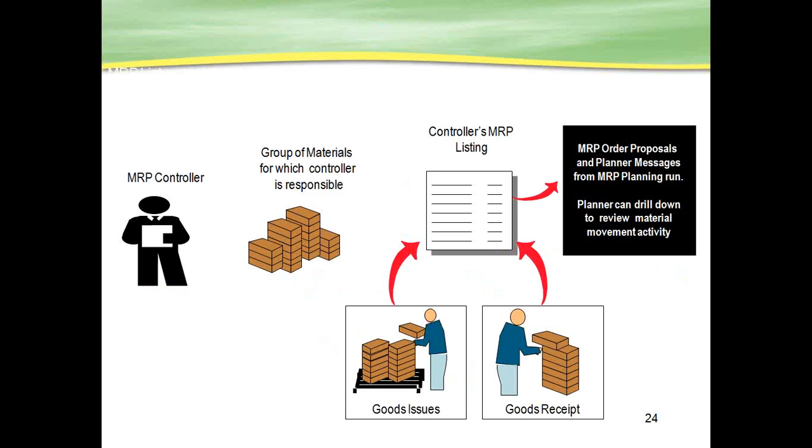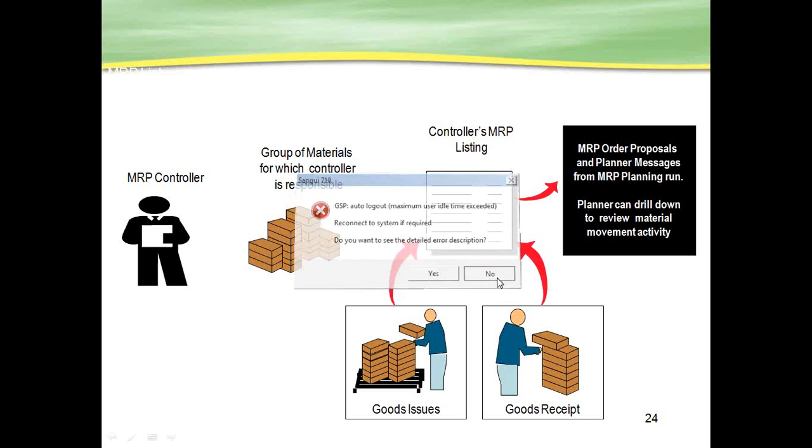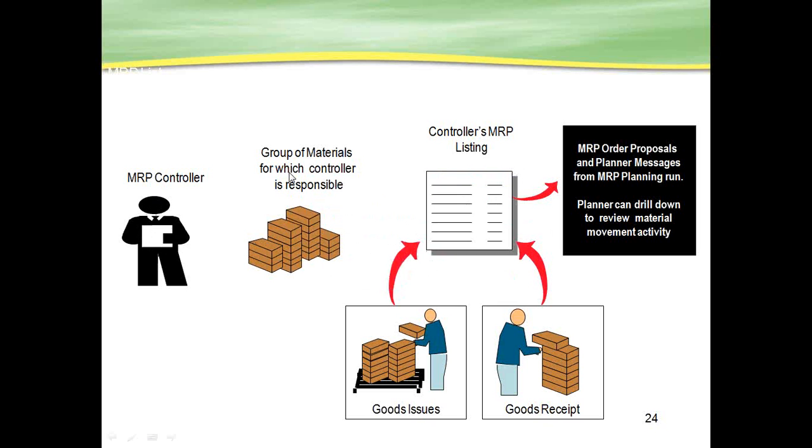So this is a screen of how the MRP is listed. This is the MRP controller. Here the MRP controller is definitely going to be one person. Then the group of material for which the controller is responsible. Then the MRP list. The MRP list is a proposal of an MRP planning run, the outcome of an MRP planning run. And the planner can see and monitor the different material movement activity by this list, whether it is goods issue or goods receipt.